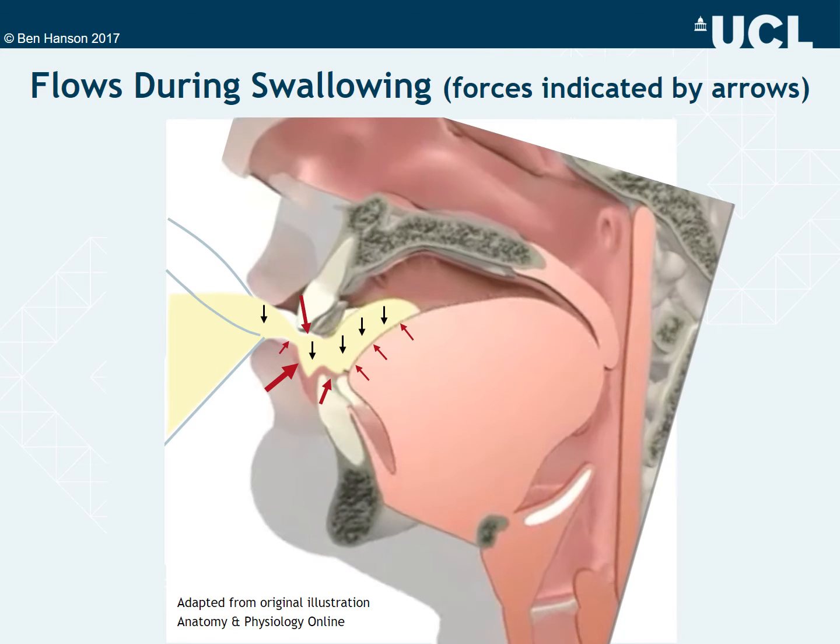If we look at the flows that occur during swallowing, remember we're focusing on the fact that flow is occurring as a result of pressure and forces acting on the bolus. So here I've tried to represent that using arrows, black arrows representing gravitational force and red arrows representing force provided by the body.